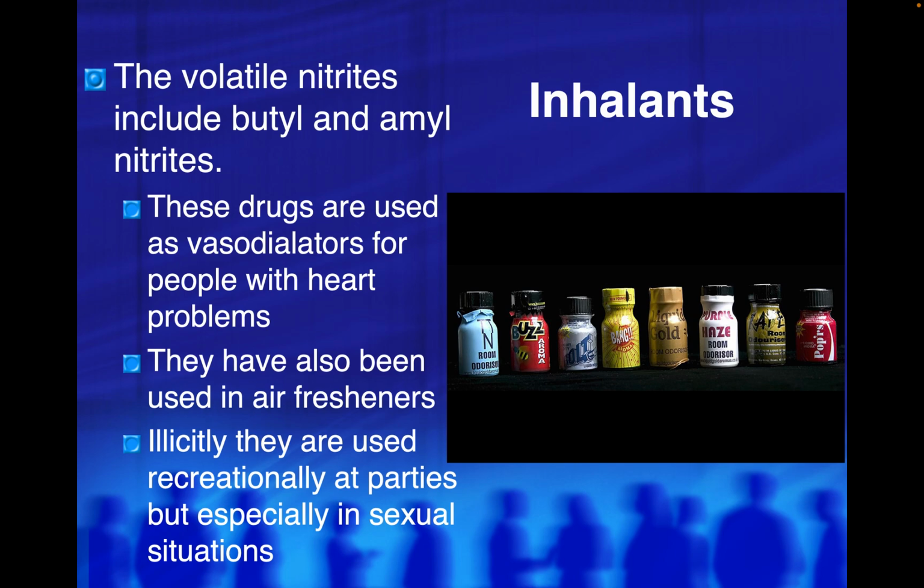The volatile nitrites include butyl and amyl nitrite. These drugs are used as vasodilators for people with heart problems. They have also been used in air fresheners. Illicitly, they are used recreationally at parties, but especially in sexual situations. And I will explain that in just a moment.